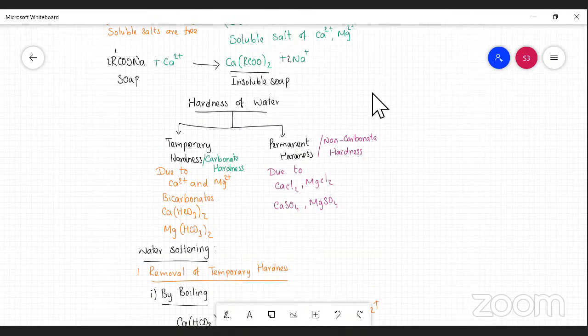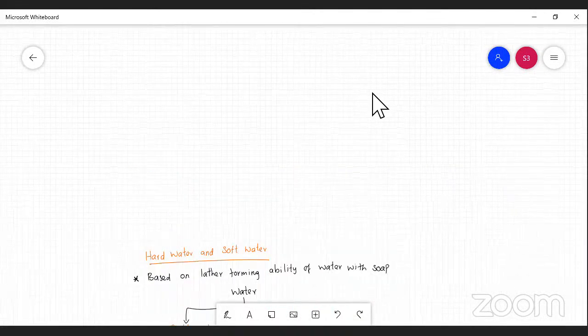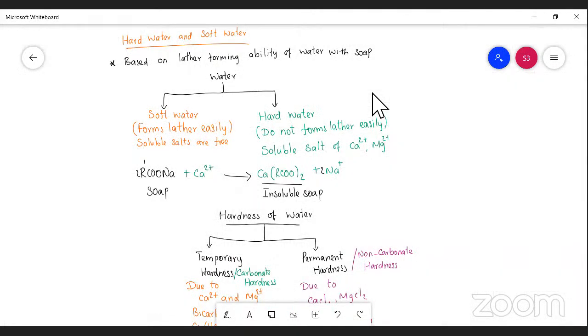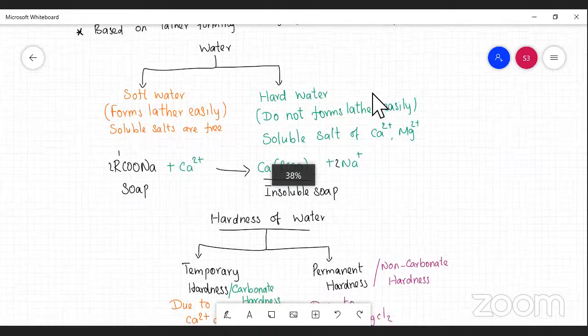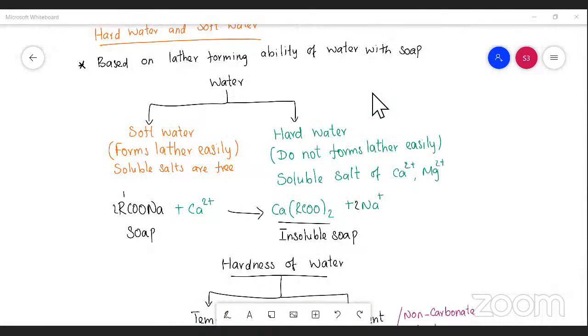So here we are getting hard water and soft water. Okay. Hard water and soft water. How many of you are present? 122 members.